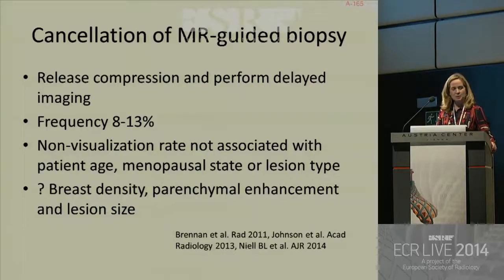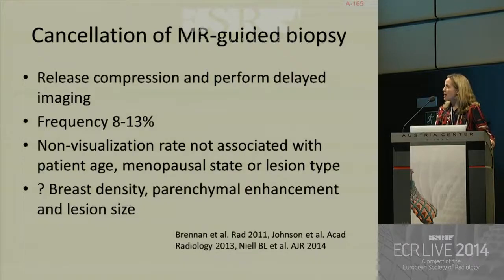And the first thing we need to do when we don't see a lesion at the time of biopsy is make sure there's no technical problem. So make sure that the contrast hasn't tissued into the hand. And if there's no technical problem, then we usually release compression because compression can affect the inflow of contrast into the breast, and we perform delayed imaging. And even if you still can't see the abnormality at that stage, then obviously the biopsy has to be cancelled. And this is not an infrequent occurrence. In the literature, up to 13% of MR-guided biopsies are cancelled.